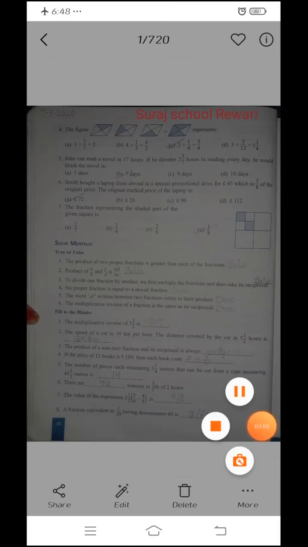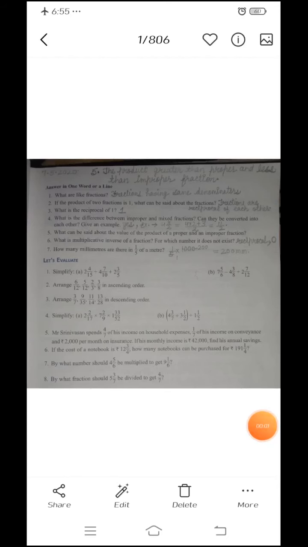Okay, now answer in one word or a line. First question, what are like fractions? Those fractions having the same denominator, these are like fractions. Okay, now second question, if the product of two fractions is 1, what can be said about the fractions? The fractions are reciprocals of each other.